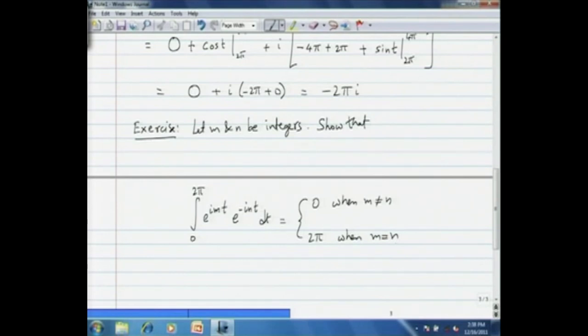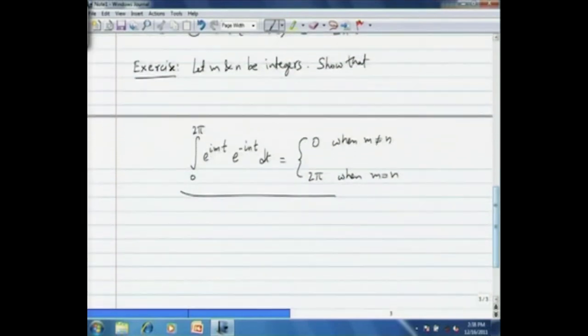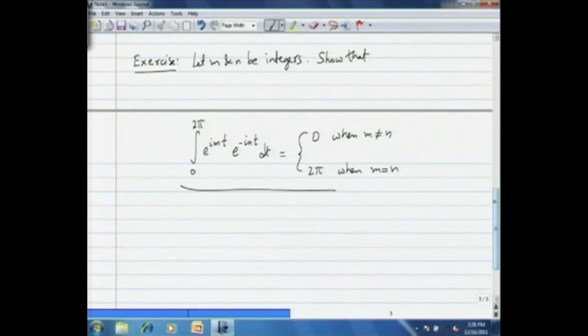Okay. So, it is an easy exercise using the definition, and this property actually makes these functions e to the power i m t an orthonormal basis, modulo some constant, for a certain vector space. But that is an aside, that is not directly related to this topic here. So, next what we want to do is, we have seen this type of integral.